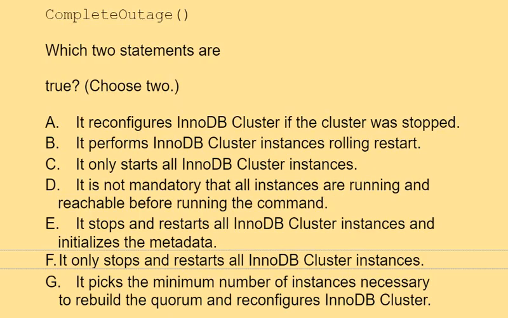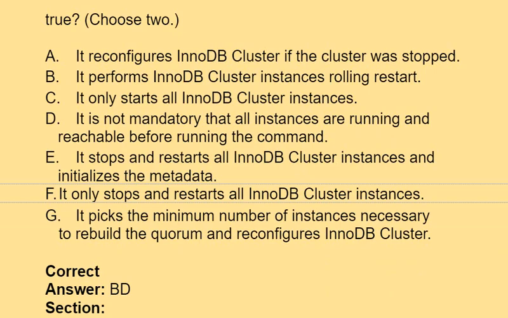Option E, it stops and restarts all InnoDB cluster instances and initializes the metadata. Option F, it only stops and restarts all InnoDB cluster instances. Option G, it picks the minimum number of instances necessary to rebuild the quorum and reconfigures InnoDB cluster. Correct answer is option B and option D.